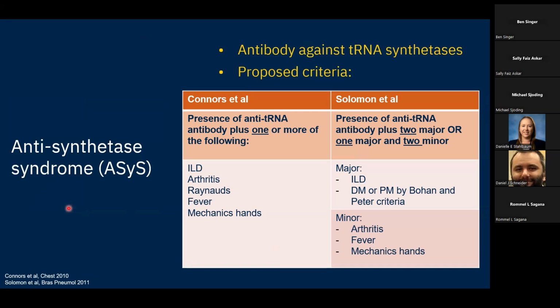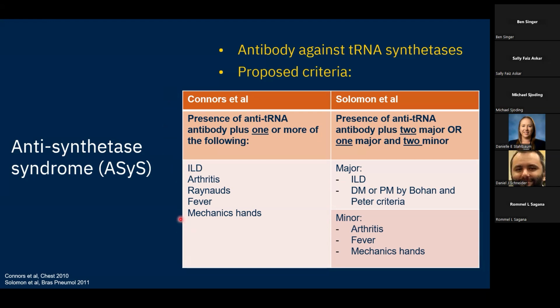So antisynthetase syndrome is that first big group of antibodies that we saw. These are antibodies that are directed against tRNA synthetases in the cell. There's not a formal criteria that any one person uses, but there are some common clinical features, including interstitial lung disease, arthritis, Raynaud's, fever, and mechanics hands that many patients will develop in addition to having myositis, although not all patients will have muscle disease associated with this syndrome.